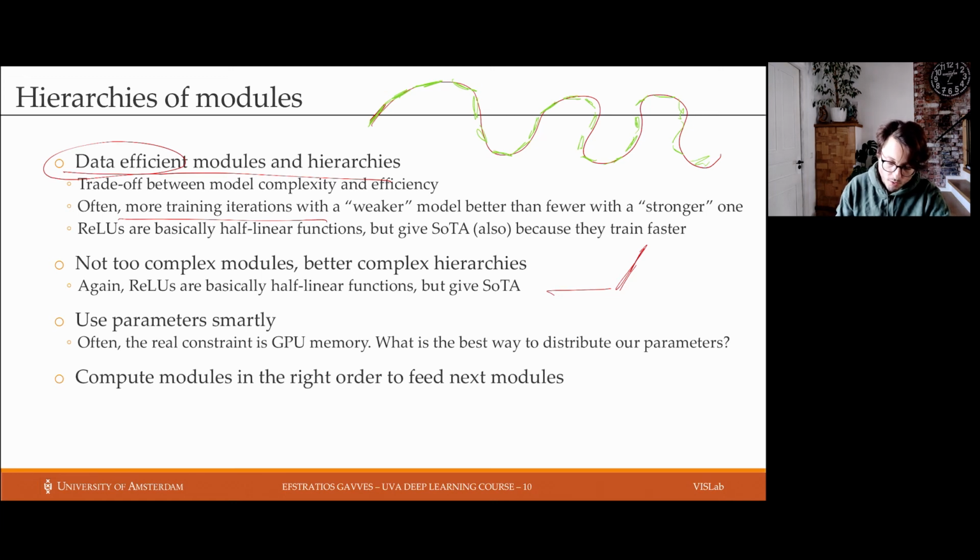At the end of the day, what we want is to be able to use our parameters smartly. So one of our major constraints in practice is our memory, our GPU memory. So we've got 10, 12, 20, 30 gigabytes of GPU RAM. That's not going to change ever. So the real question is how we're going to use these parameters in our model in the best way possible. Of course, we also want to compute the modules in our hierarchies in the right order so that we can feed the next module. So that's something to also keep in mind. But nowadays, PyTorch and TensorFlow do this automatically for you.